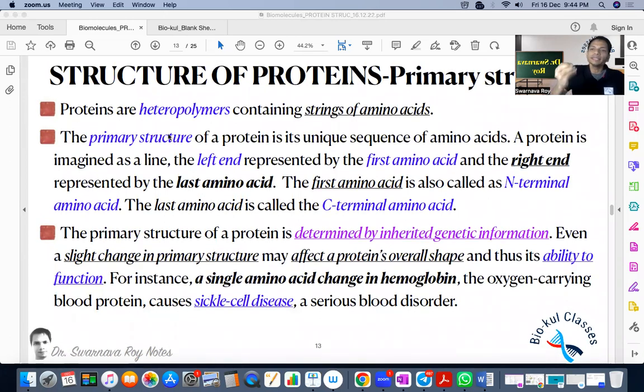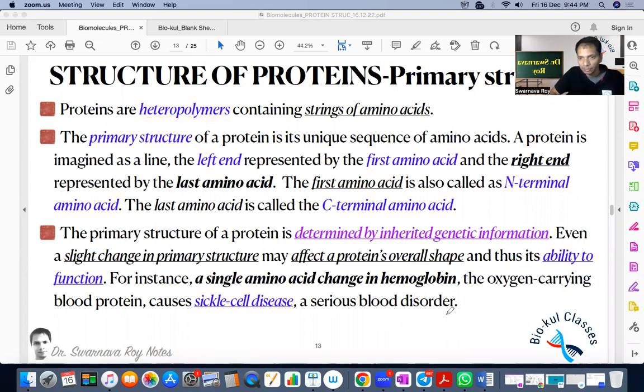So proteins, as I said, are heteropolymers, right? When I say they are heteropolymers, this means it is made up of different combinations of amino acids. It is not made up of one type of amino acid. These amino acids are joined one to another by the help of a peptide bond, and there is a string of amino acids.